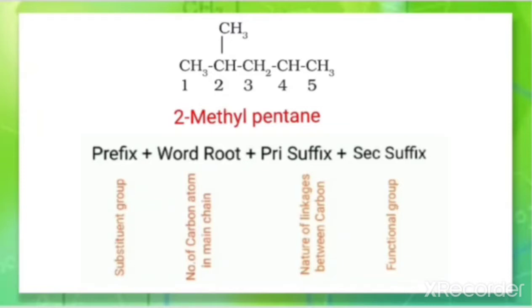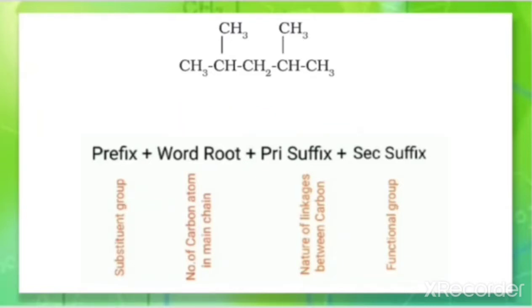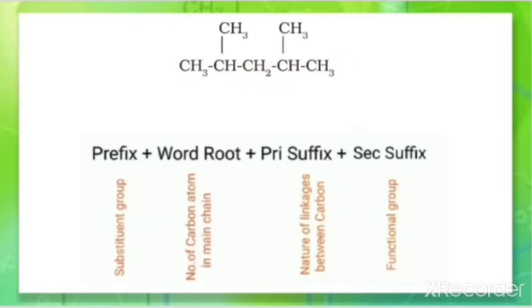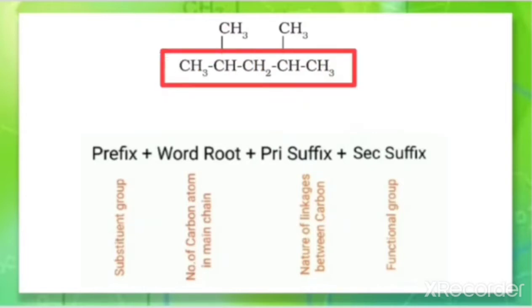If there is one more substituent group in this way, how do we name this one? Select the longest chain. So this is the longest chain: 1, 2, 3, 4, 5 carbons. And the other way when you count it, 1, 2, 3, 4, 5. In all the ways you will be getting 5 only. So which one is the longest chain? This is the longest chain.